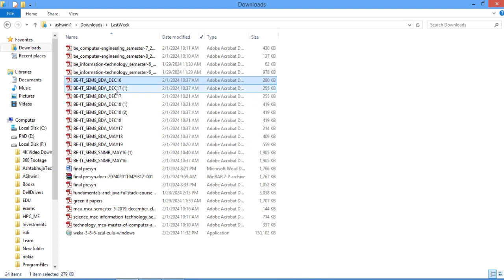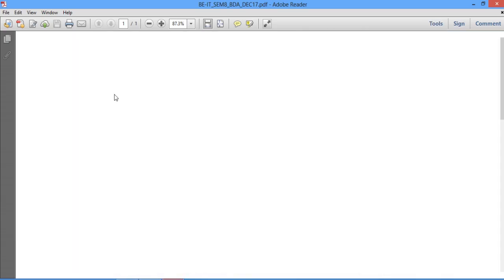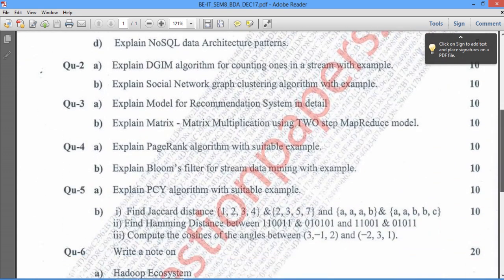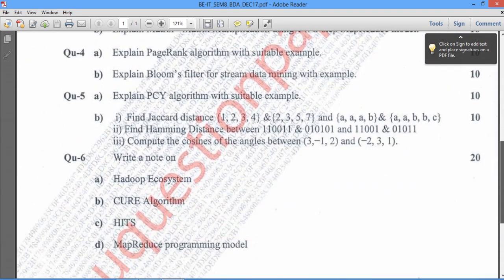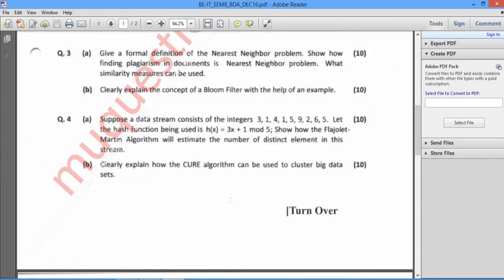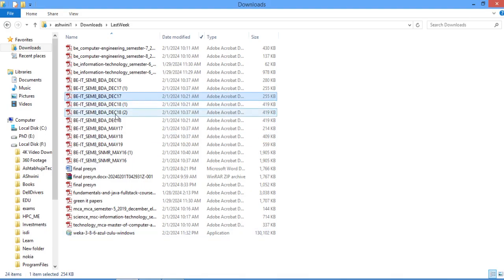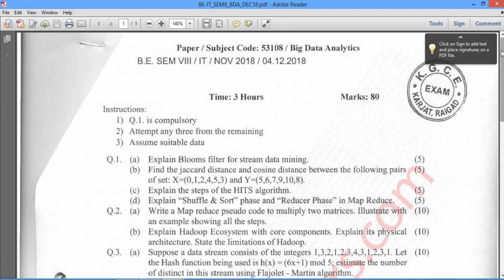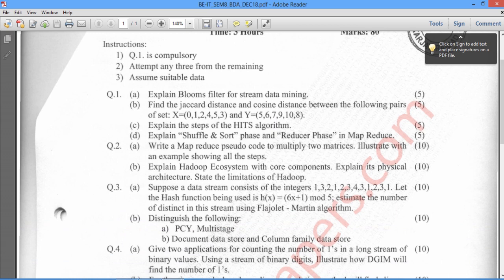One more paper I wanted to show you, which talked about a different FM algorithm. Let me just check it once. No, it was not there in December 17. December 18, let me check. Yes, December 18. If you see, the same question was asked. Suppose a data stream consists of 1 3 2, 1 3 2 4. The same question we have solved, students, with the hash function 6x plus 1 mod 5. So this sum has also been asked.